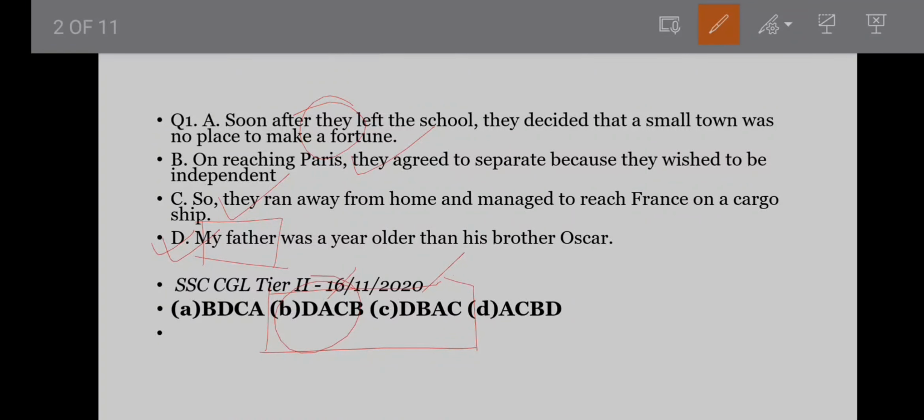If we take option C, then it's D, then B: "my father was a year older than his brother Oscar, on reaching Paris." So first we have to mention that they left the school, then they had gone to Paris. So it should be option B. Two should be option B. Then moving forward to the next one.